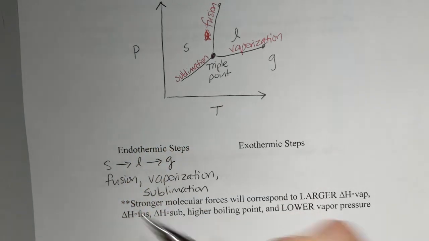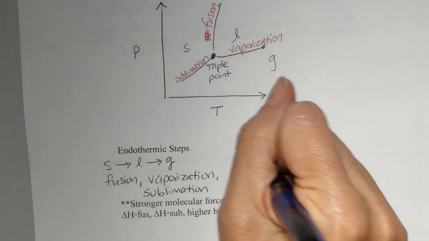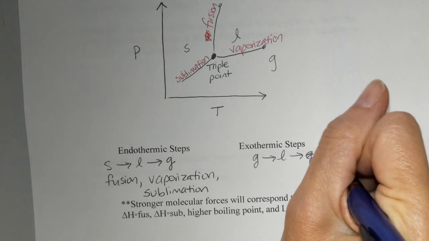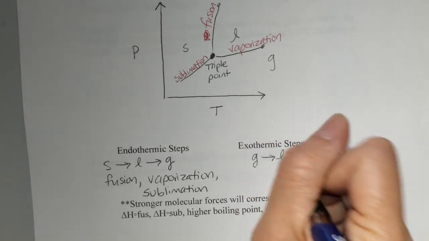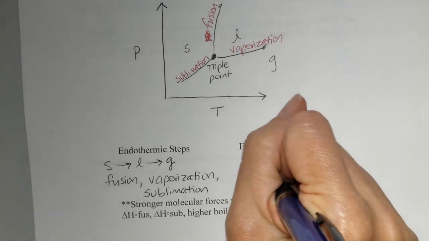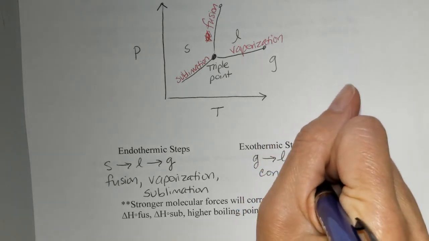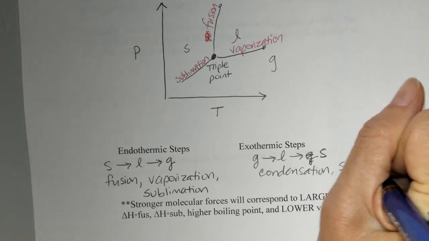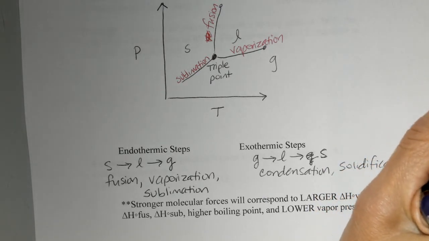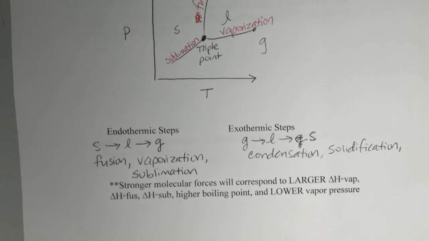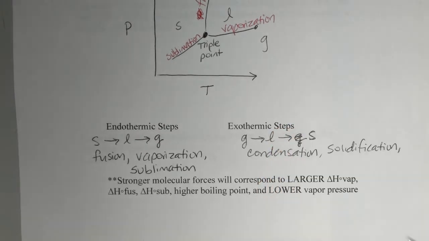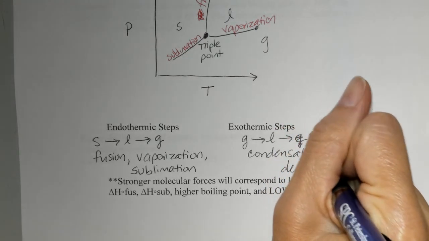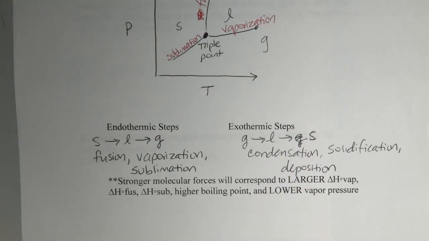If we reverse that, the exothermic steps are when we take a gas to a liquid to a solid, and yet I wrote gas, sorry, solid. Gas to a liquid, instead of vaporization, that's condensation. Liquid to a solid, freezing or solidification. And then the opposite of sublimation, from a gas directly to a solid, deposition. All right, so just learning all of our phase changes.